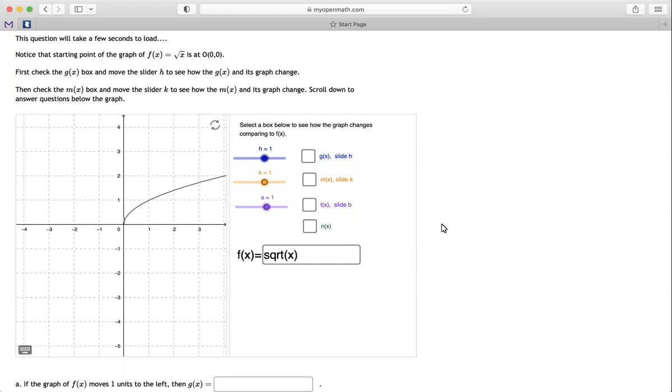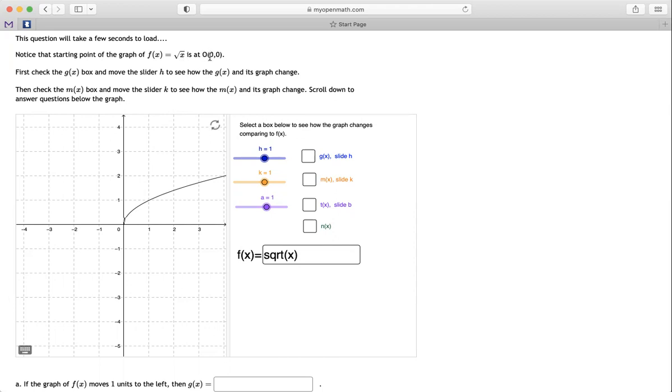Hello there. Today we're going to learn how to use transformation to graph a function. So this is a graph of function f of x equals square root of x right here.